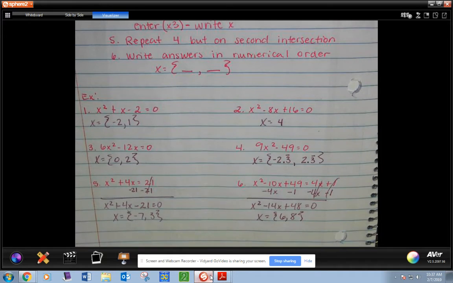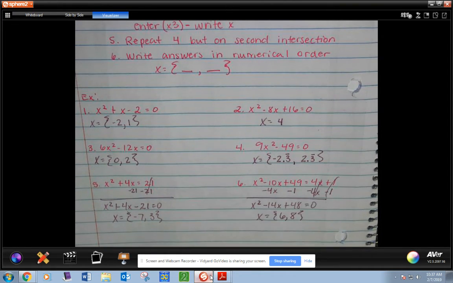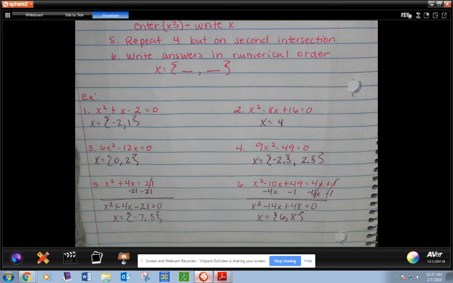Okay, you're going to be doing that on your worksheet. Now remember, if you do get decimals, just give me one decimal place. Make sure you round it correctly, and if you have questions, please let me know.